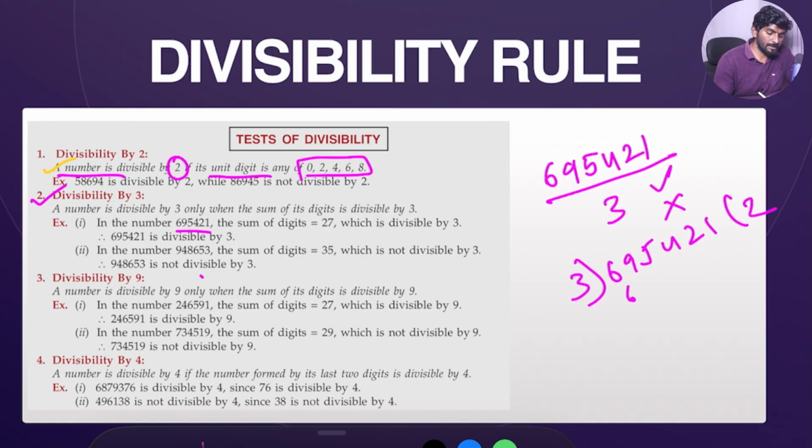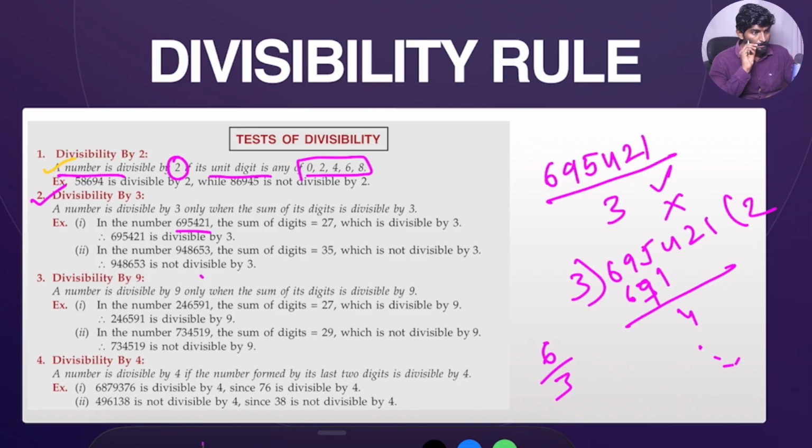3 twos are 6, 3 fives one time, and next 4. How much time will it take? It will take a lot of time. In competitive exams, the questions will be like this only. They won't give you 6 divided by 3. No. There will be very complex questions. But however complex it may be, you have to deal with it very simply.